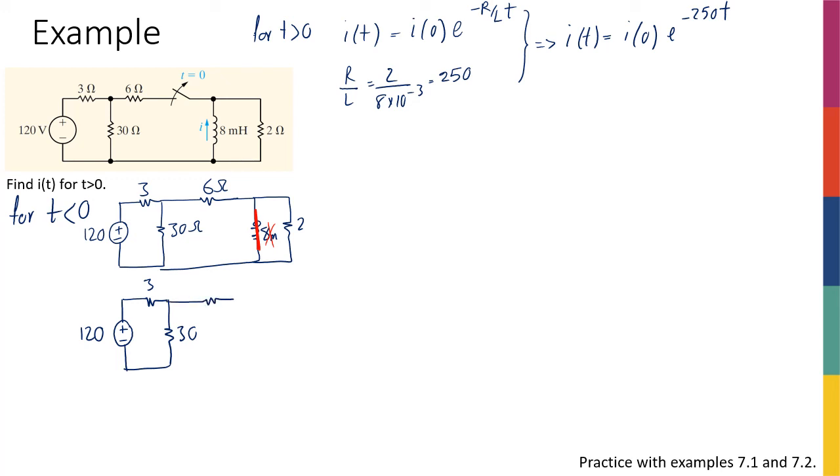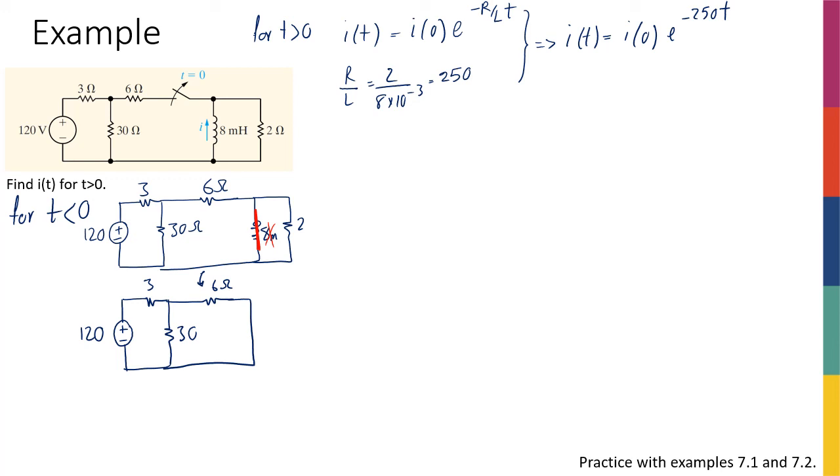But anything else is going to stay. So this is my 6 ohm, and I'm going to have this short circuit. And I'm going to get rid of the 2 ohm because, well, it's in parallel with the short circuit. So it's not going to get any current. It's not going to affect my circuit.